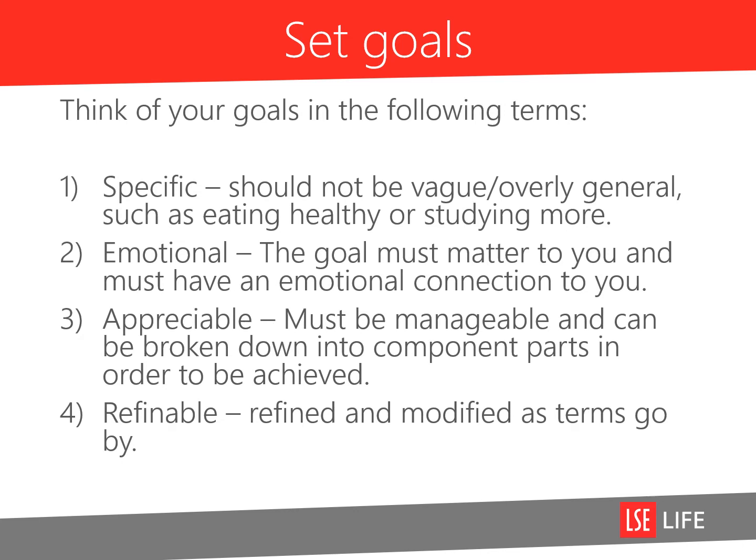Okay, so what I mean by being specific is that the goals that you set yourself must not be vague or overly general. For example, studying more as a goal is very general, as it does not indicate specifically what you will be studying. Thus, studying more cannot be a goal. Moving on to emotional. What I mean by emotional is that the goal must matter to you. If you don't have an emotional connection with the goal, you are less likely to have the energy, the drive, and the motivation to achieve the goal. Thus, the goal must matter to you.